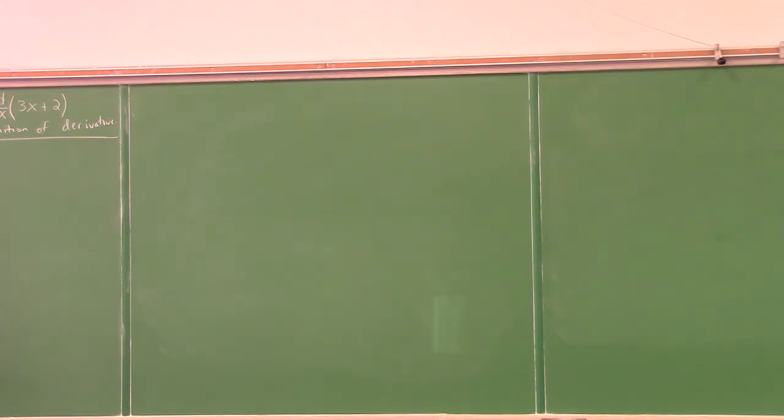Another way I could state that same question: let f of x equal 3x plus 2, find f prime of x from the limit-based definition. So what would we do? We would use the limit-based definition. F prime of x is the limit as h goes to 0 of f of x plus h minus f of x divided by h.